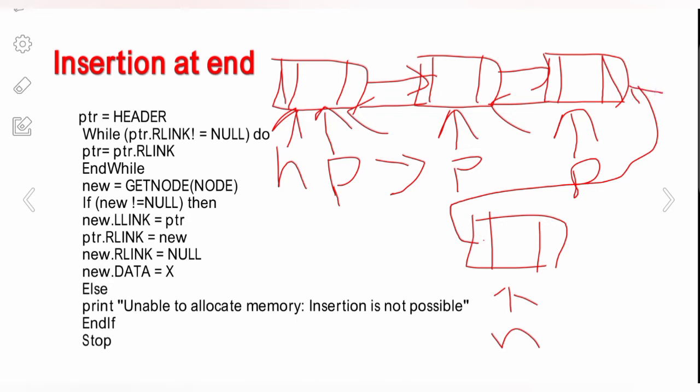Okay, and pointer dot right link equals to new. The pointer dot right link is equal to new. So here two pointers are pointed between the nodes, and new dot data equals to x. So the data part of the new node is equal to x. Now the null part will be removed and the end of this node will be null. So like this the new node will be inserted at the end of the linked list.